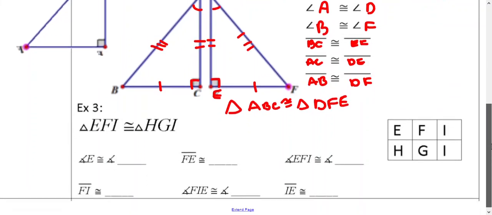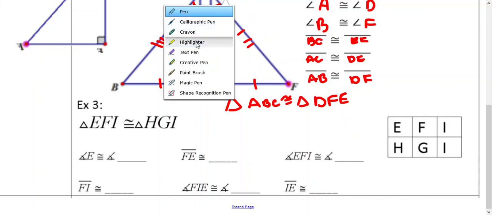We have our triangle. We're not always given a triangle. Sometimes we're just given the name of the triangle. So let's use some highlighters to see if we can help figure this out. We said they're all going to be in the same position. So our first angle, angle E, is going to be equivalent or congruent to angle H. And our second in a row here, F, will be congruent to angle G. And our third in a row, I, will be congruent to angle I.